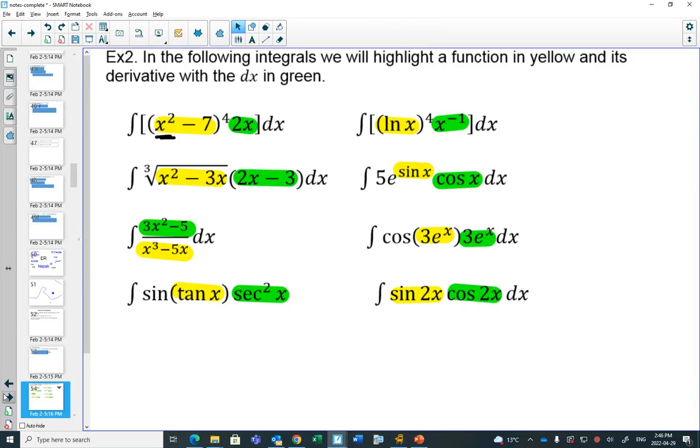Everybody done highlighting? Everybody okay with the highlighting? Any arguments about any of the highlights? Oh, is anybody colorblind in this class?